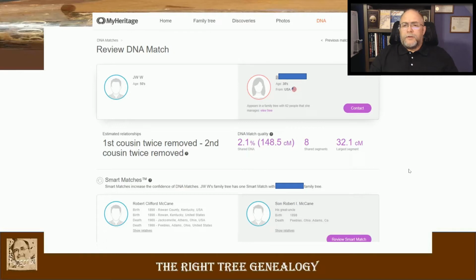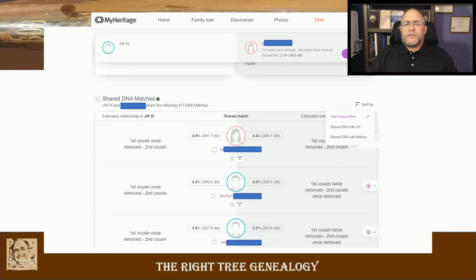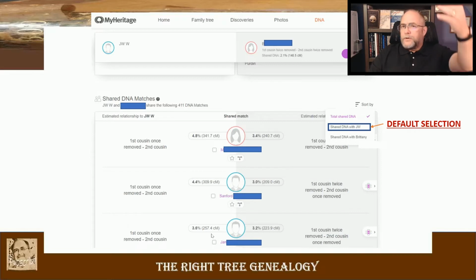But let's take a look at the other data that you see on this page. Scrolling down just a little bit, you'll see this. This shows you the top matches this person has. And over here, now this is where I want to get to the important part of this. You notice that there's this little tab that says sort by. Well, to begin with, it is defaulted to the contributor of the DNA as they relate to each one of their matches. So if you notice, this person has 341.7, 309.9 to 57.4. So they go down sequentially from the highest to the lowest.